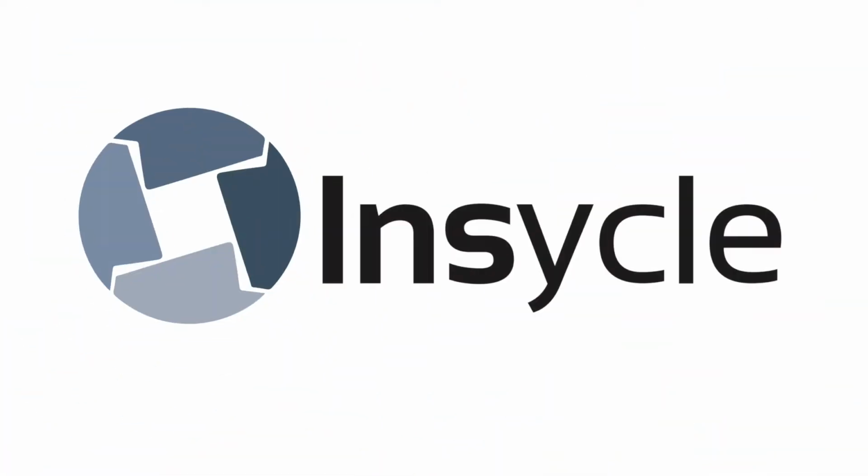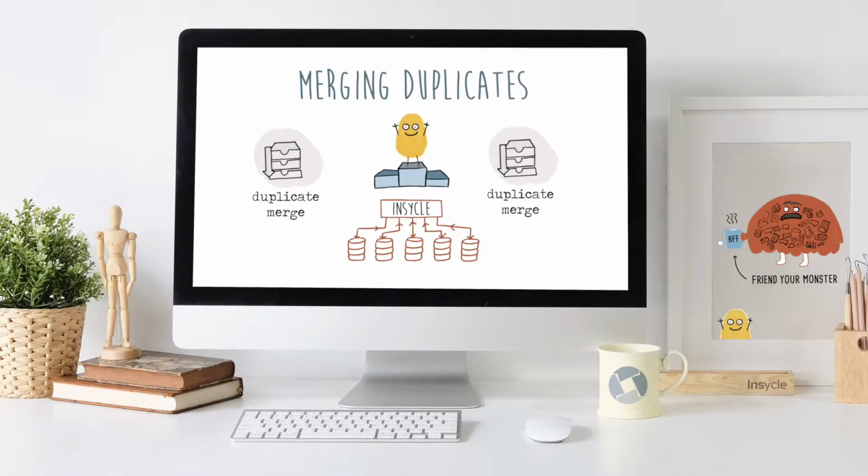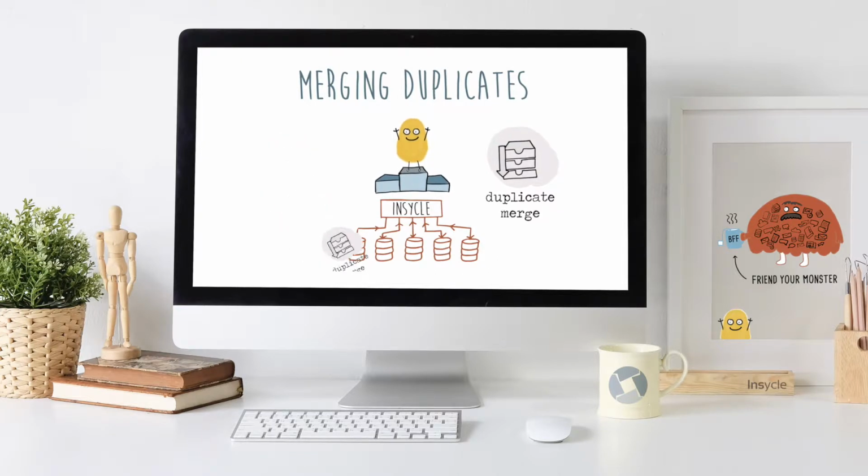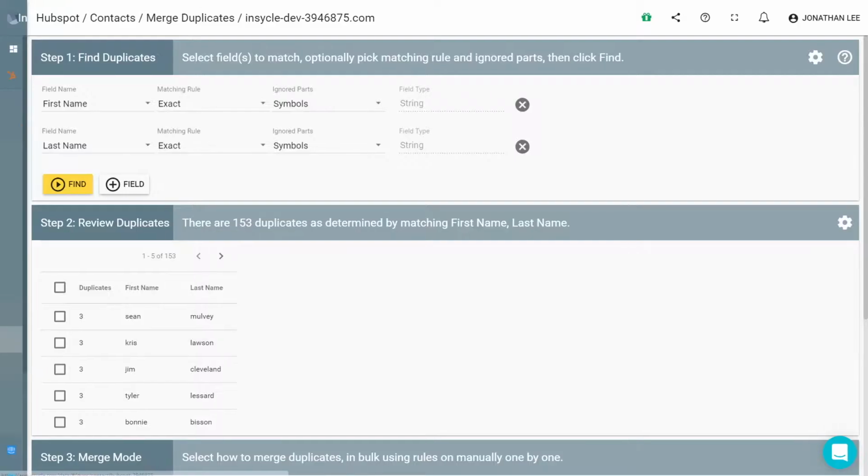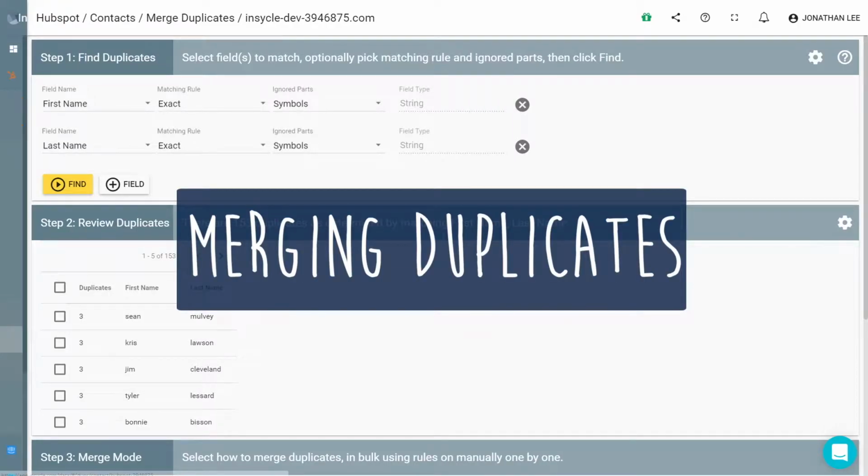Hey guys, if you're working with a large database, then I'm sure you've had to deal with one of the largest problems that happen when collecting high volumes of data, duplicates. Duplicate records in your system can cost you time, money, and more. Insycle can not only resolve these problems, but it can also tell you how many duplicates there are of each record in your system and lets you determine which one is the master record by assigning rules.